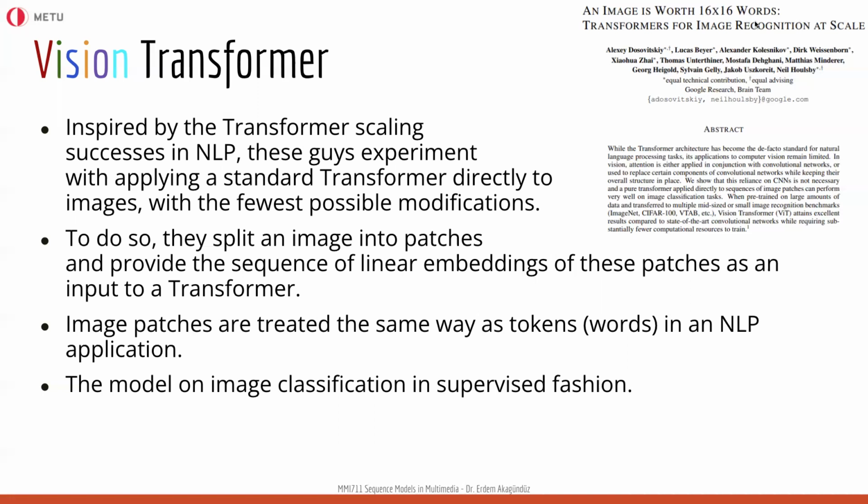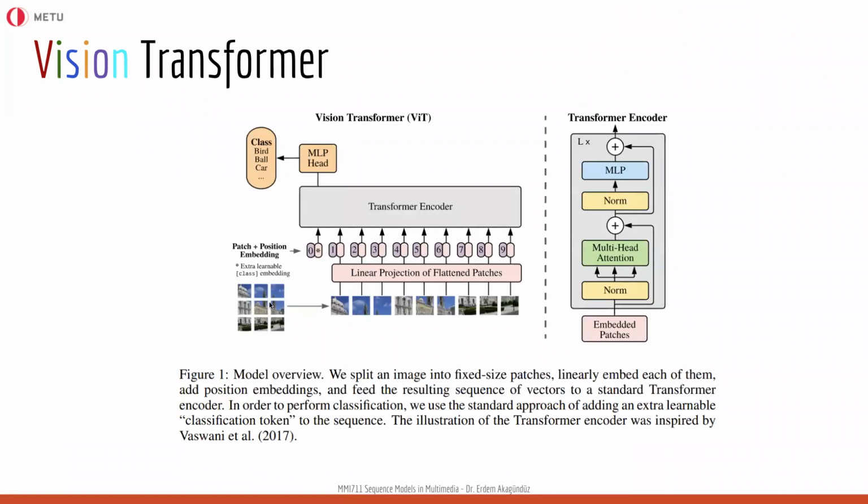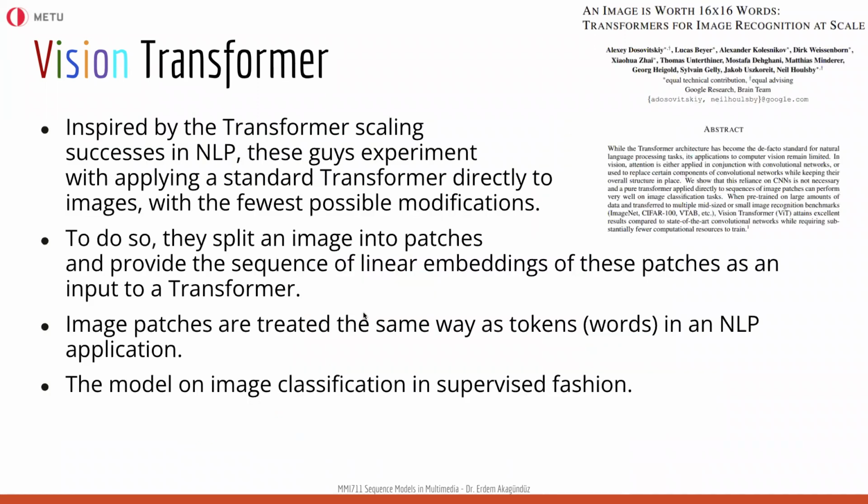When you get patches from the image, just like this, and you construct a sequence of these patches, and you feed them to a transformer, which is originally used to process word tokens, these patches become words, and the title makes sense. An image is worth 16 by 16 words. Transformers for image recognition at scale. Scale means using very large scale data. They use ImageNet, etc.